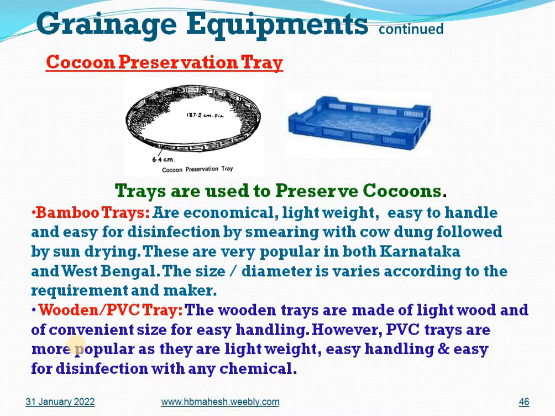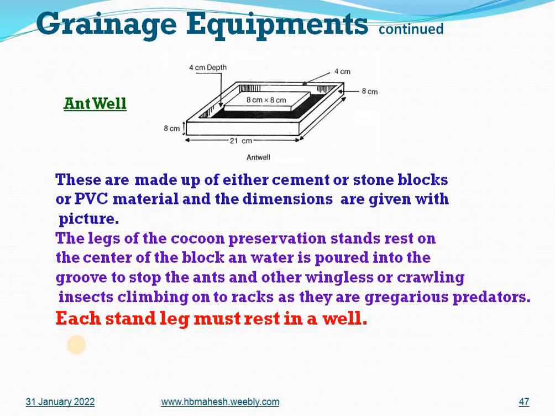Now, the PVC trays. PVC or plastic trays are very popular because they are easy for handling, lightweight, and they give more life when compared to the bamboo and wooden. Ant wells. These are made up of either cement or stone blocks or PVC material, and the dimensions are given in the picture for manufacturing cement or stone blocks. The legs of the cocoon preservation stands rest on the center of the block, and water is poured into the groove to stop the ants and other wingless or crawling insects. Each stand leg must rest in a well.